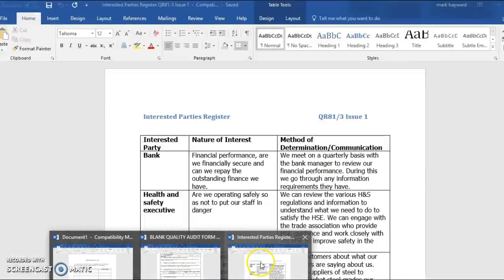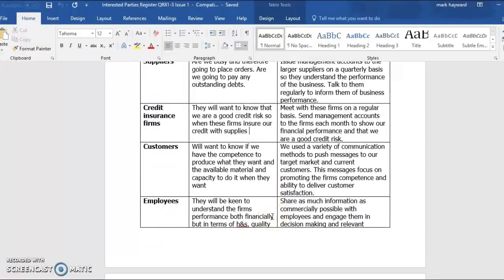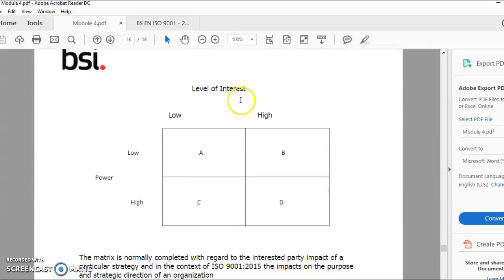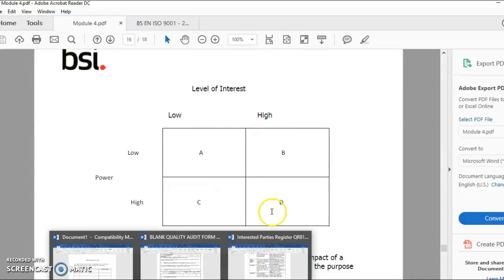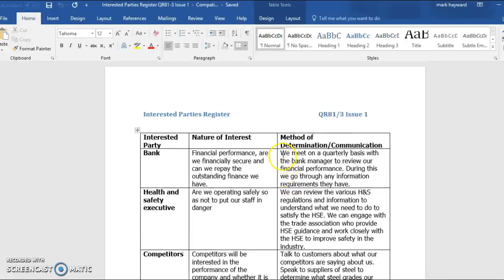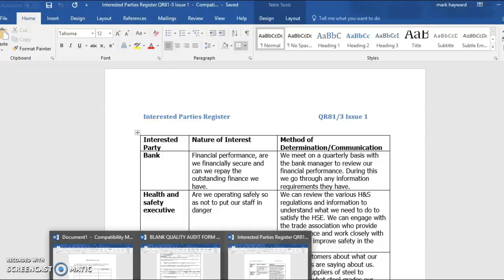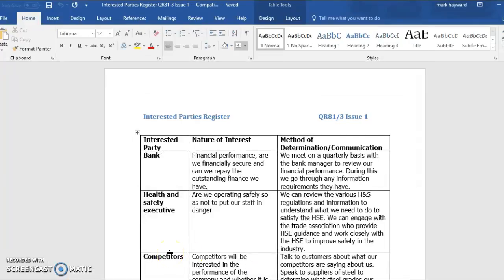So I'd say by using this sort of layout, it allows you to meet the requirements of 4.2. As I said, you can also use the stakeholder mapping method, which will allow you to determine where they are within this. But then I think you still need to go further than this layout and actually talk about who they are and how you go about communicating with them, to really satisfy any auditors you might have. So that's effectively it for 4.2.